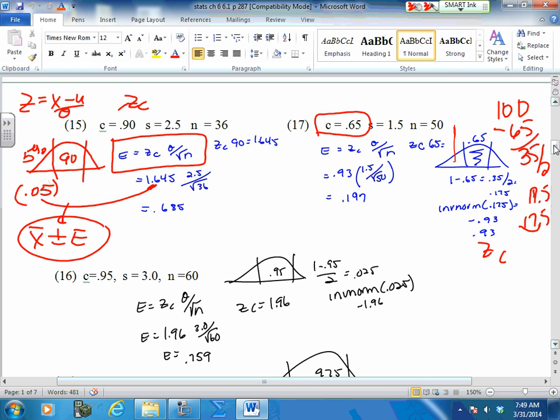Some of you get a little confused on N, on your sample size from your test. Did I give you 16? No.